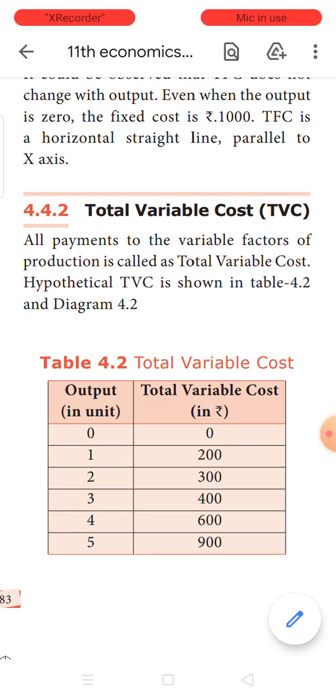Let me give you an example of variable factors. When the output is 0, no raw materials will be used. When no production is made, no workers will be employed for the production process, so wages will be 0. When no production is there, fuel cost will also be 0. So these are the types of variable costs incurred. The amount paid towards these variable factors is called total variable cost.